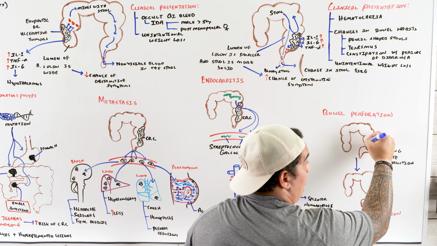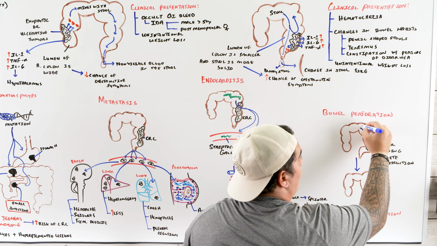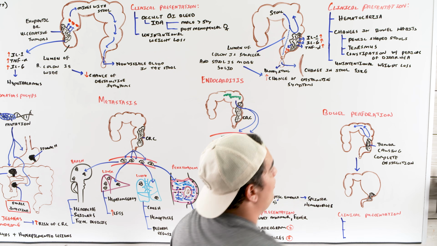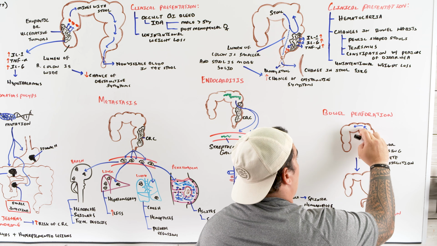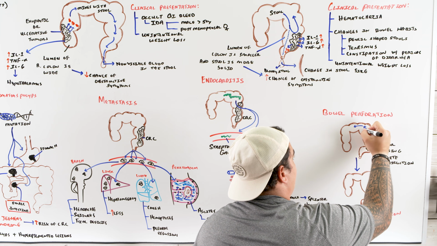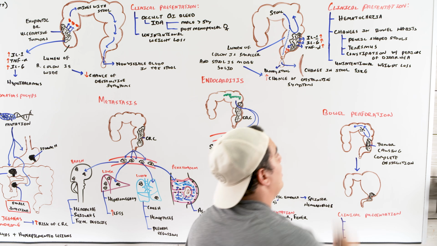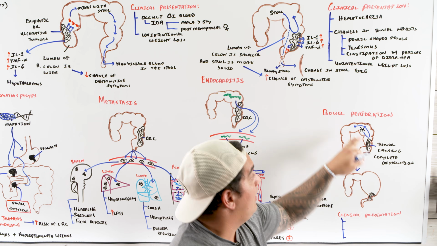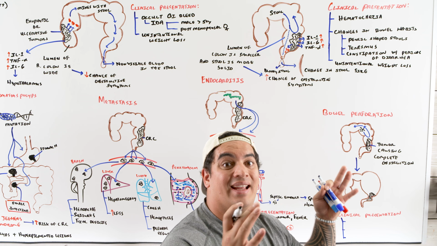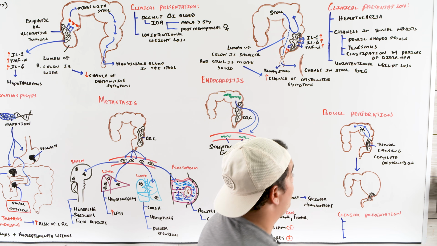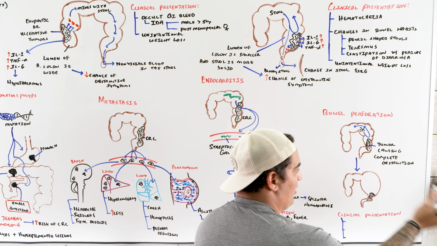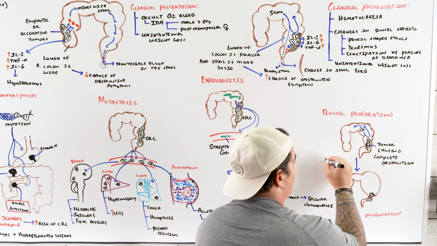Some of it could seep by, but no stool is getting past here. I'll draw a couple little giblets there. Here's a couple little turds. These things can't get by. This is going to do what to the colon? It's going to make it dilate. And so then you're going to get a sequence of events. We talked about this in GI. You're going to first get some dilation.